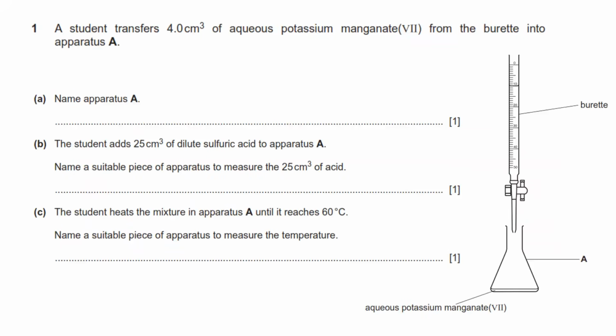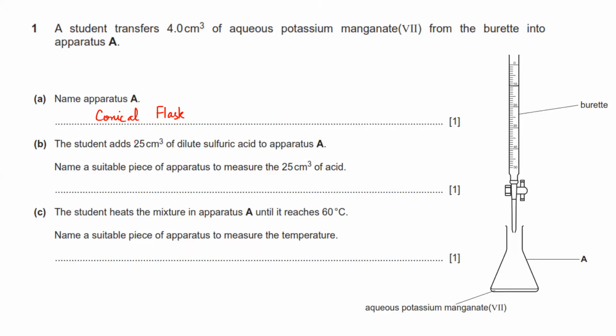First question. It says, a student transfers 4 cm³ of aqueous potassium manganate from the burette to apparatus A. Name the apparatus A. So in the figure, we can see that we have a burette, and from the burette, the student is transferring 4 cm³ of potassium manganate to apparatus A. So this apparatus is actually a conical flask. Name the apparatus, just write conical flask.